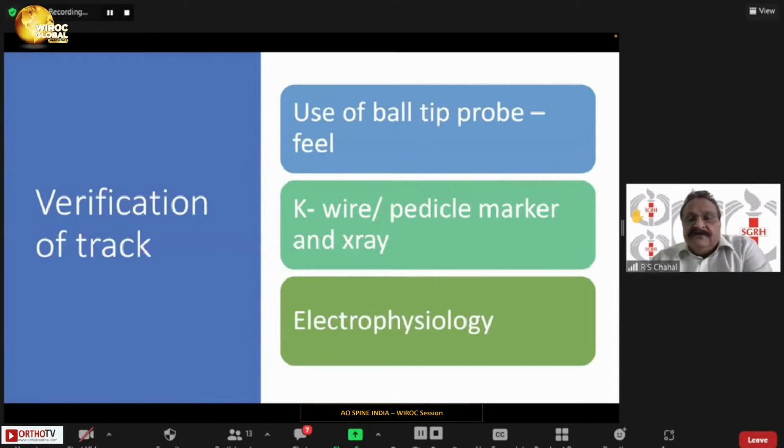So verification of the track using a ball probe: you can do it physically with a ball probe. Radiologically, you can look at the pedicle with a K-wire or a pedicle marker. Physiologically, you can do electrophysiological studies. So these are the three things which will tell you whether your screw is right or wrong.